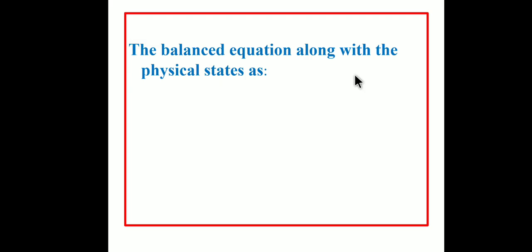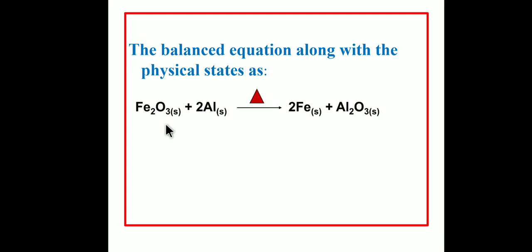Okay, and coming to the next, let us take examples to represent these states. The balanced equation along with the physical states, for example, iron oxide, which is called ferric oxide. Ferric oxide is in solid state, plus aluminium, which is also solid. If you heat these two reactants, iron oxide and aluminium, both solid, then on heating it gives iron, which is solid, and aluminium trioxide, this is also solid.